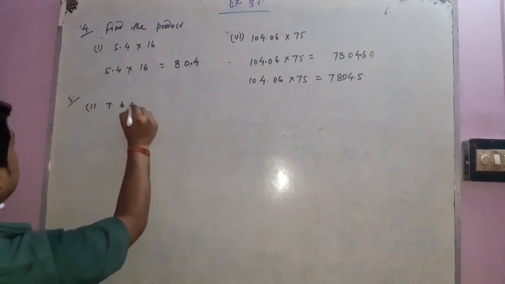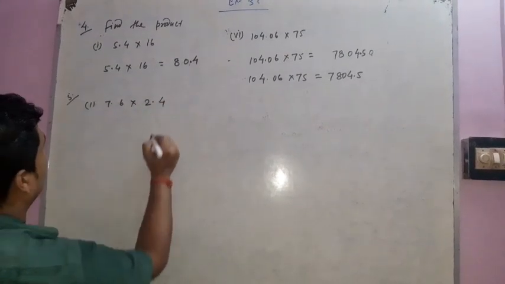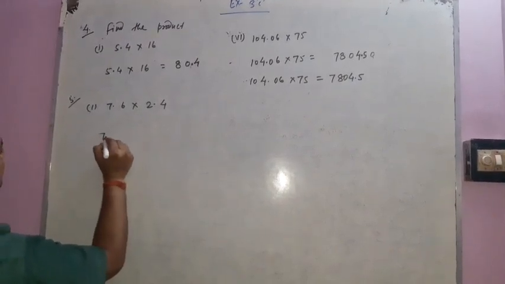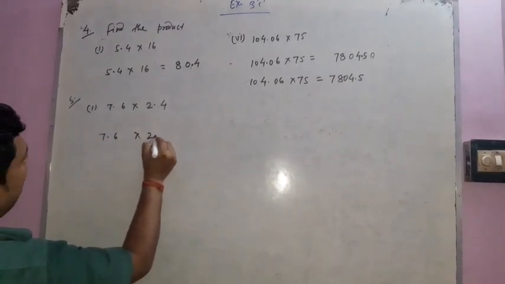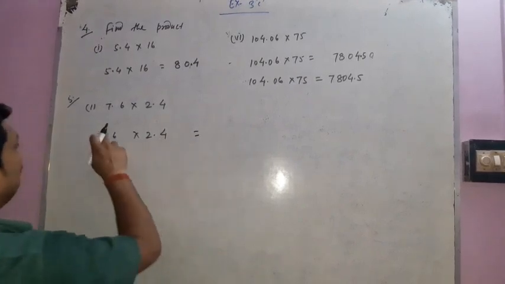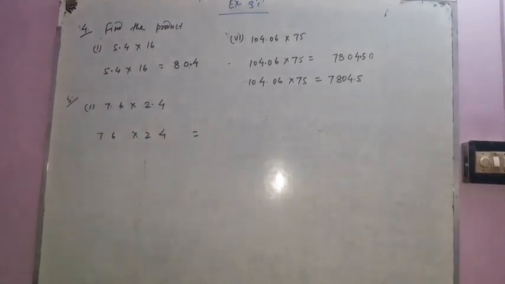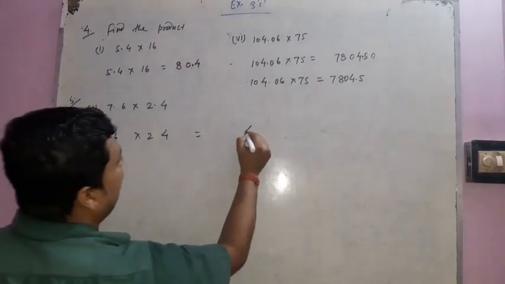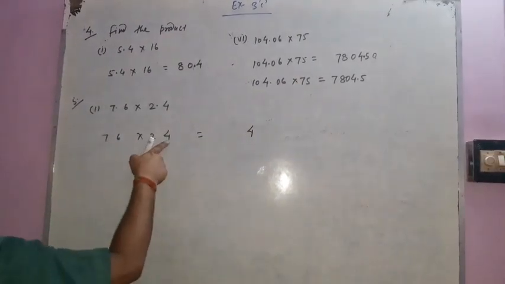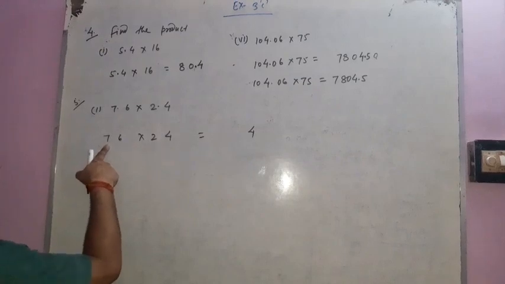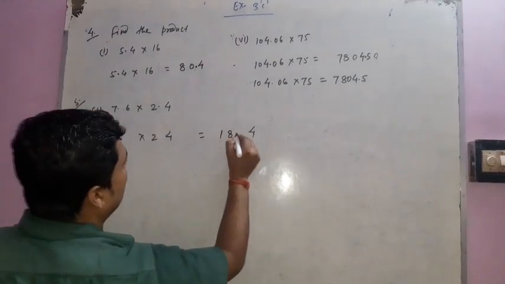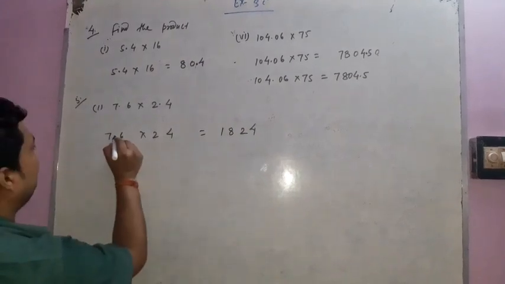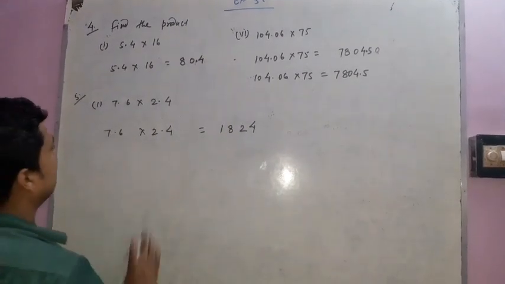7.6 multiplied with 2.4. Simply first you multiply 76 into 24. How will we multiply? First you remove the decimals. Now 24 times 6 is 144, 4 here, 14 in the hand. 24 times 7 is 168, plus 14 is 182. Now we will place the decimal at its original place.